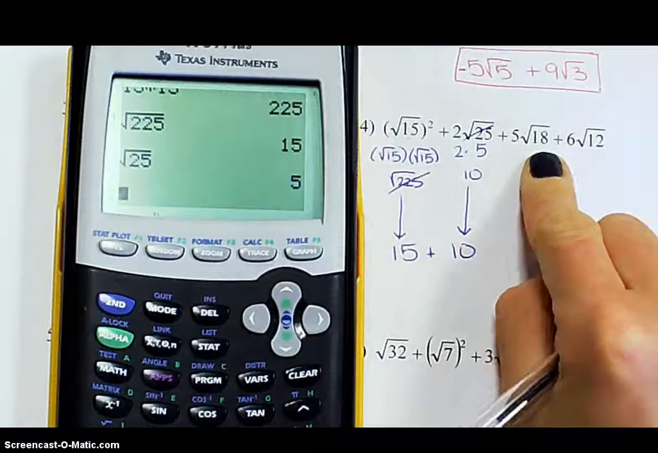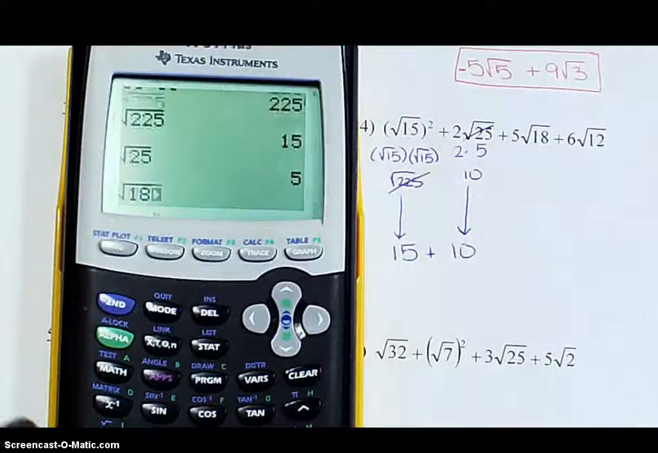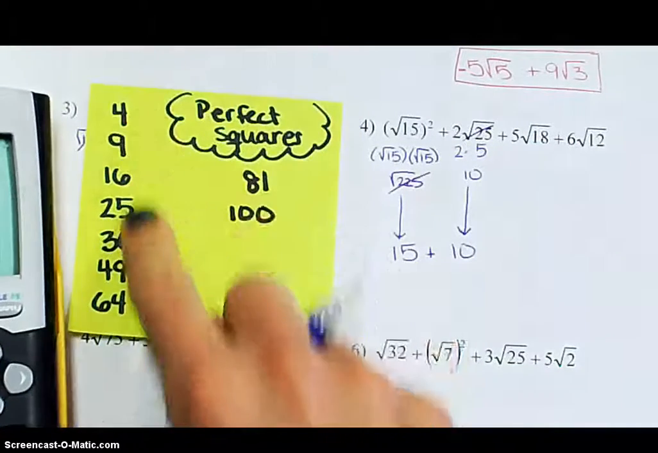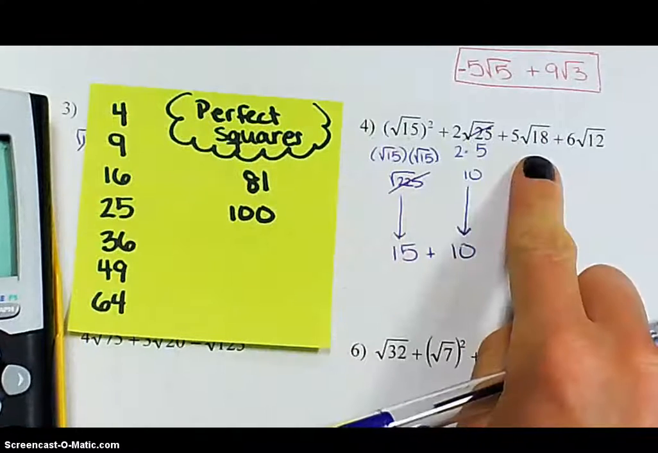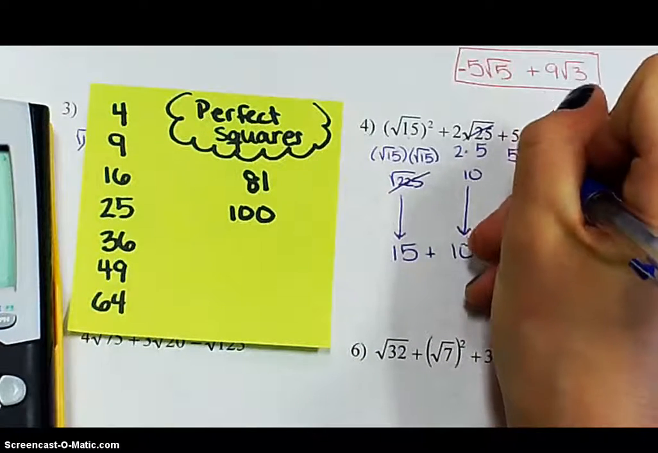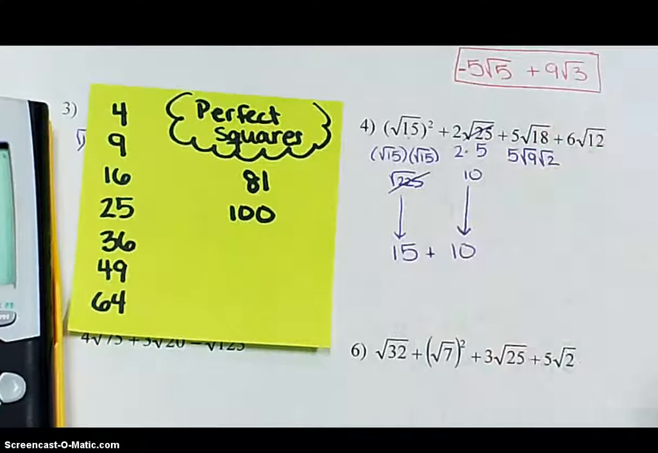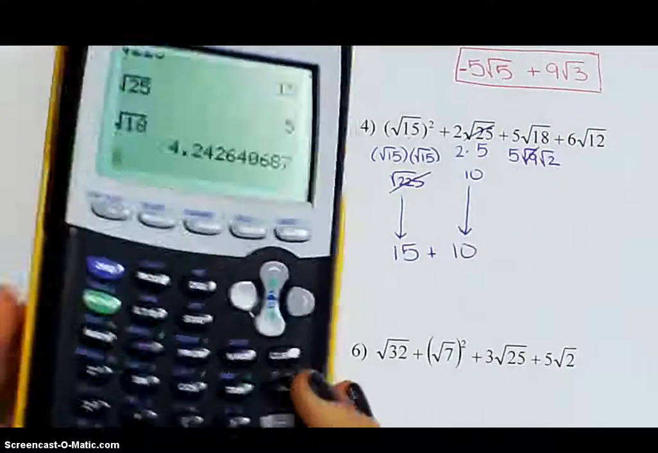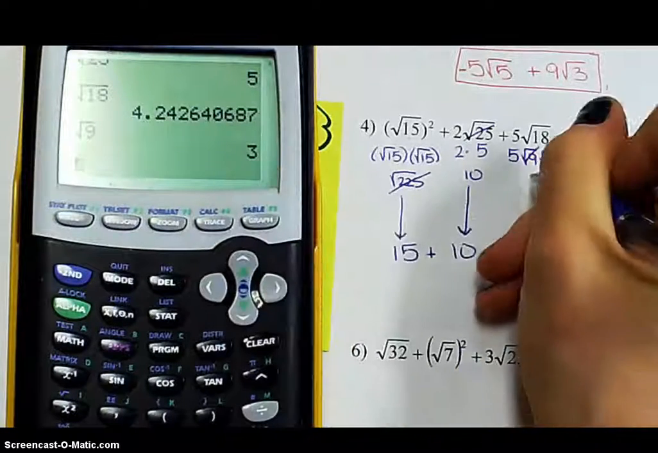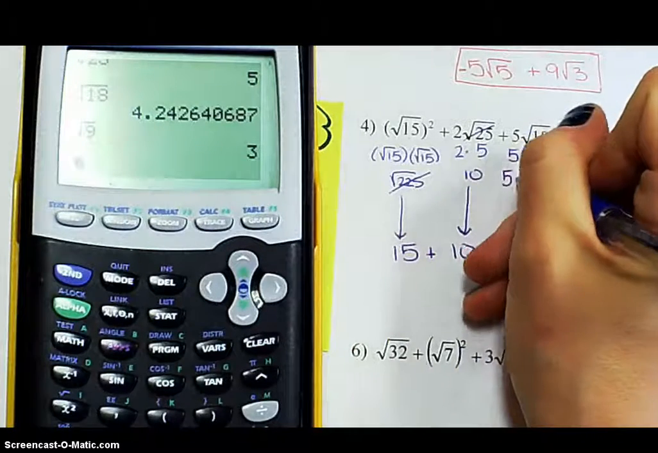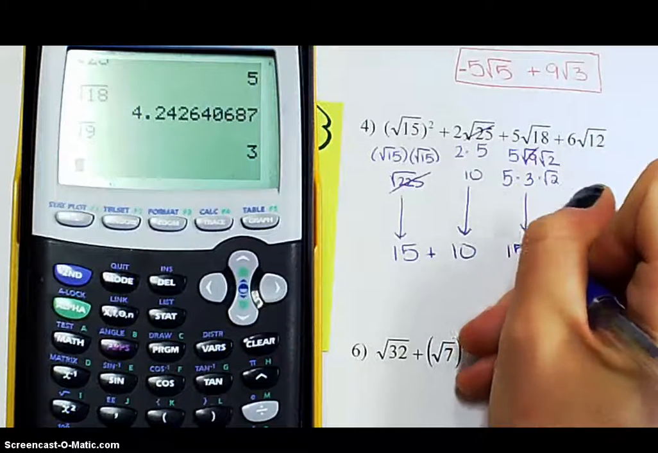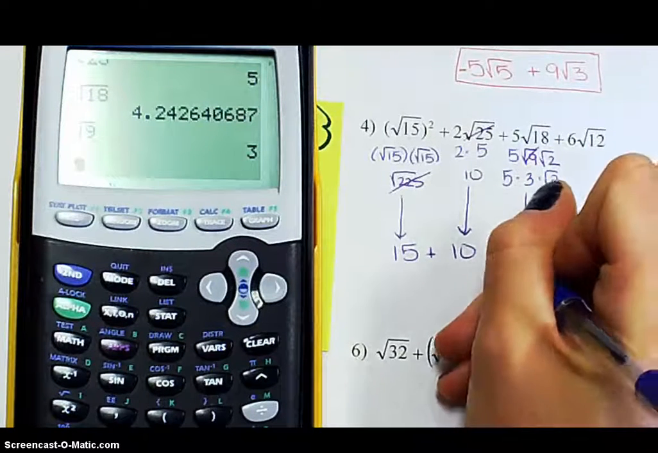Now we're going to come over here. Radical 18, that one's not so perfect. That gives us that irrational answer. So I need to find a perfect square that goes into 18, and that's going to be 9. So this becomes 5 radical 9 times radical 2. But I know the square root of 9 is a whole number, 3. So I can change that to the whole number 3. 5 times 3 times radical 2. So this is going to give us a 15 radical 2.